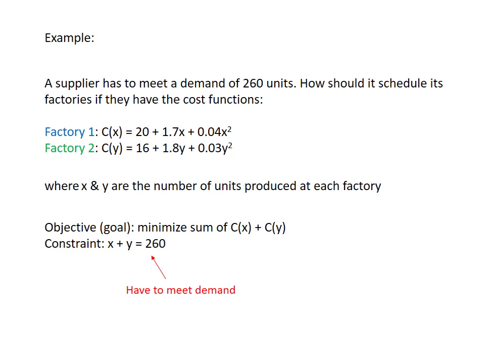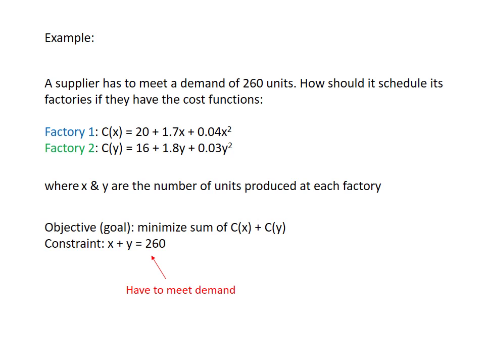So our objective here happens to be cost minimization. So we want to minimize the cost of meeting demand, producing 260 units. So the objective is to minimize the sum of these two different cost functions. Now, the most trivial way we could answer that is just to say, okay, well, if you really want to minimize C of x plus C of y here, you would just set x and y equal to 0, right? That would result in the lowest possible values.